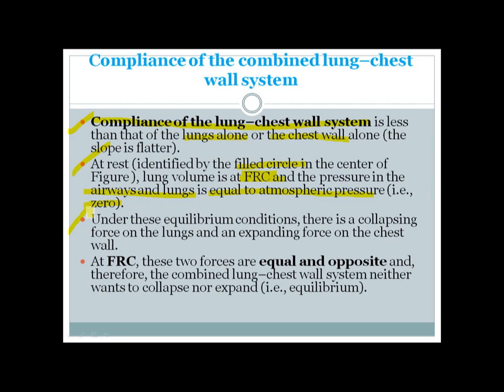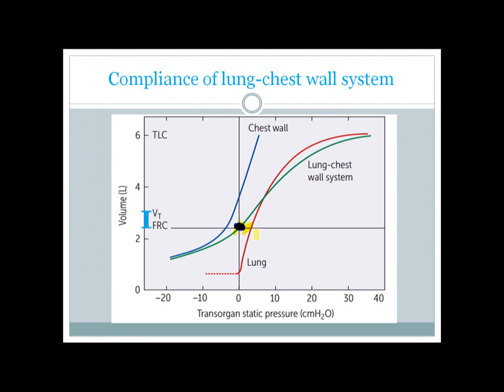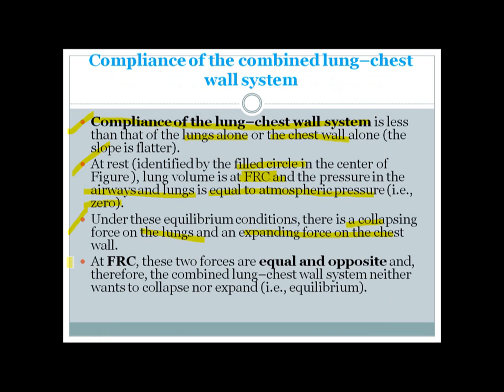And under those equilibrium conditions, there is a collapsing force on the lungs and an expanding force on the chest wall. So here, this is the force which is trying to collapse the lungs, which is the positive pressure, and this is the pressure which is trying to expand the lung, which is the negative pressure. And at the functional residual capacity, those two forces are equal and opposite.